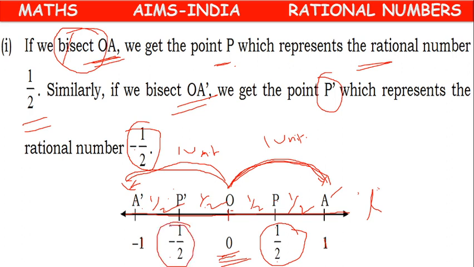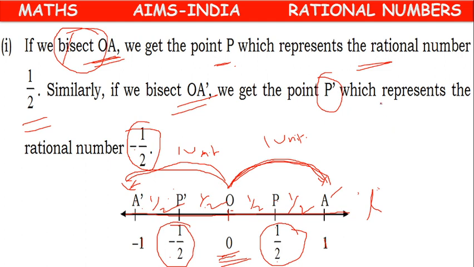So in this way, by dividing the unit distances, or by dividing the integers with a number, we get rational numbers. Bisecting means we are dividing by 2. Suppose if they ask us to trisect, we can divide by 3. Like that, by dividing with another integer, we will get rational numbers.